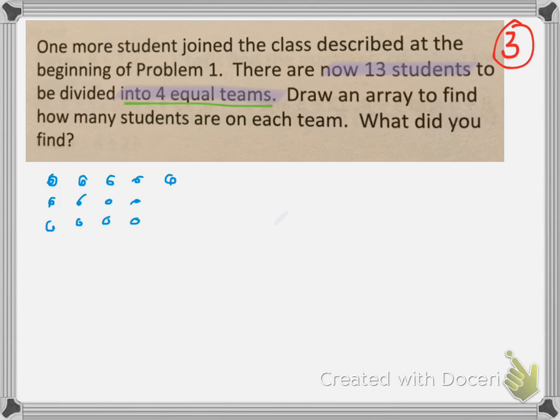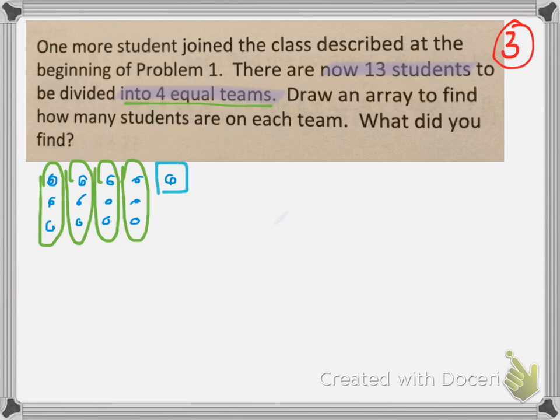Well, I can see 4 equal columns, so that's what I'm going to circle. 1 team, 2 teams, 3 teams, 4 teams. Circle those teams. Uh-oh, what did we find out? I see a friend with no team. We cannot fit that friend on the team.